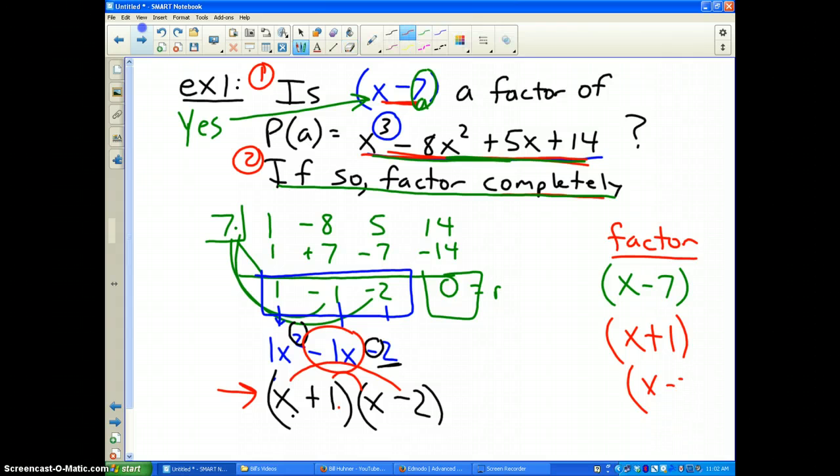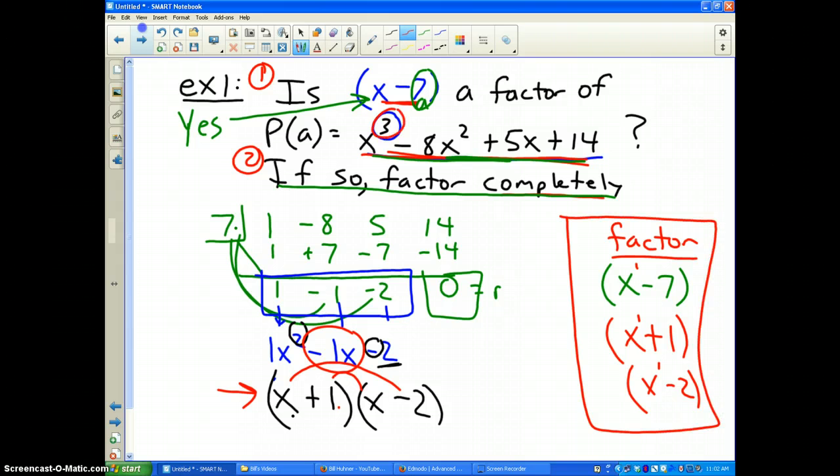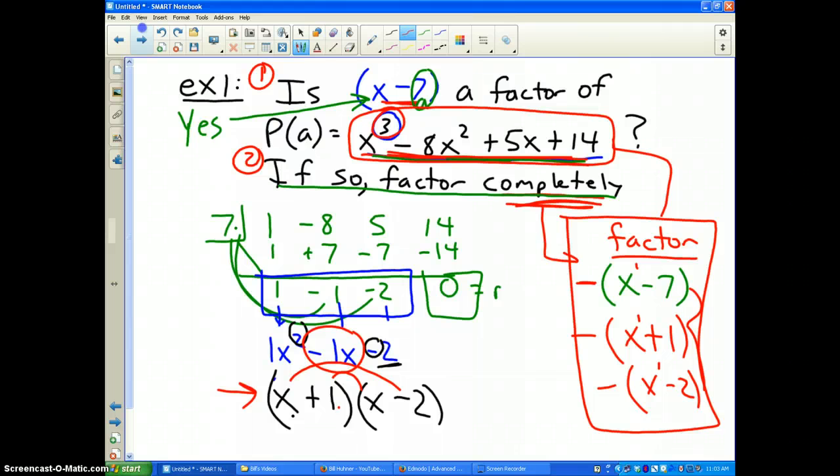Now, how do I know I'm done? I'm done because the powers of x are 1. I cannot factor or simplify any further. Also, it's x to the third, which means there are probably 3 factors. 1, 2, 3, and that's it. Now, if I were to multiply these 3 factors together, I would get this polynomial that's in the red box. So I'm done. I have factored completely, and that's what factoring completely means.